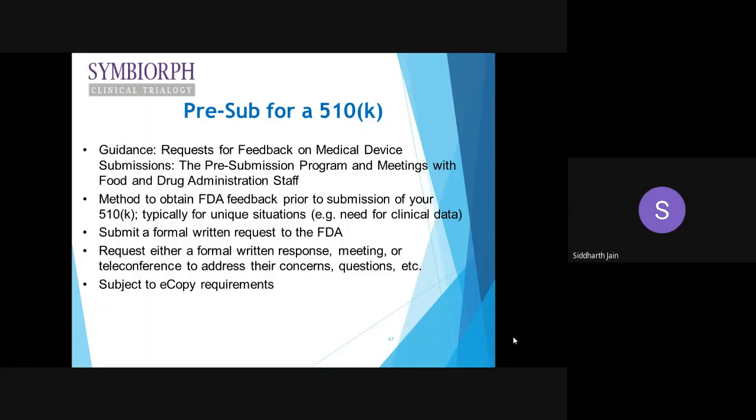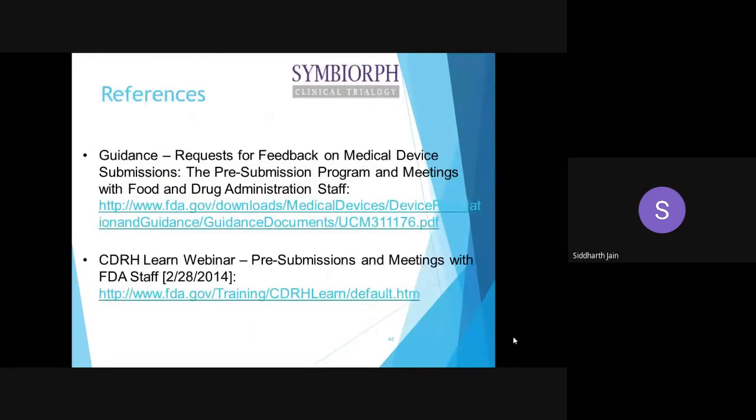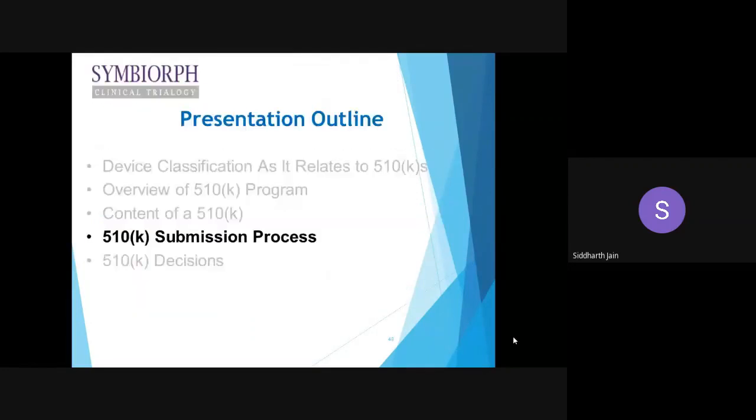Subject to e-copy requirements, many a time the pre-submission may require an e-copy or may not require an e-copy. It totally depends on what the US FDA asks of us at the time of submission. The next slide, please. So the submission process I will be talking to you about right now. The next slide.